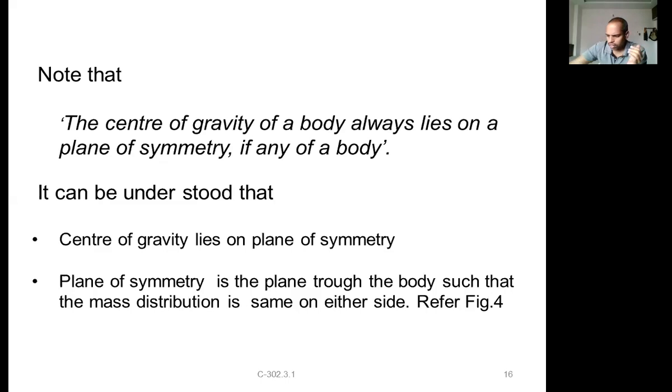So if you see this, this is a pencil. If you cut it into two halves, exactly at the midpoint, it will be similar. It has the same uniform size. So whatever the weight is on this side, the mass on the other side is the same. The weight is the same on both sides, so the plane of symmetry passes through the midpoint of this body.